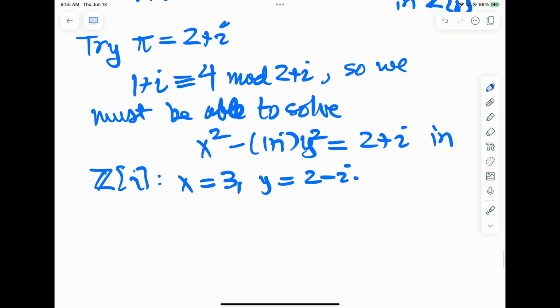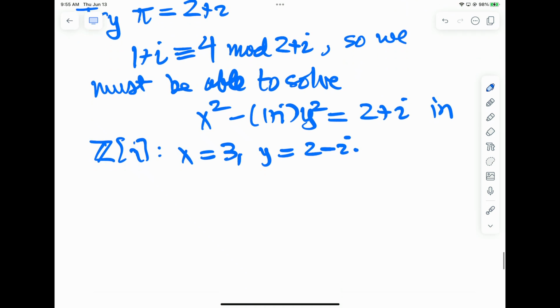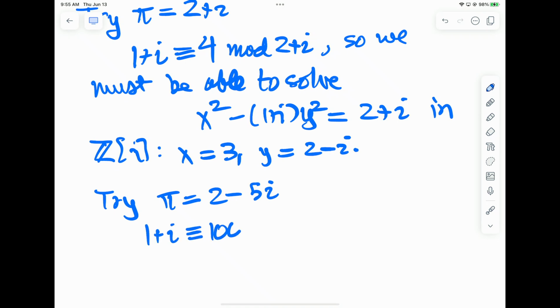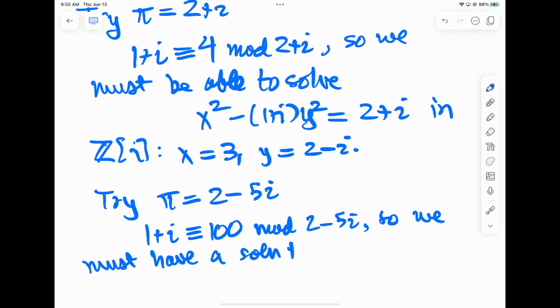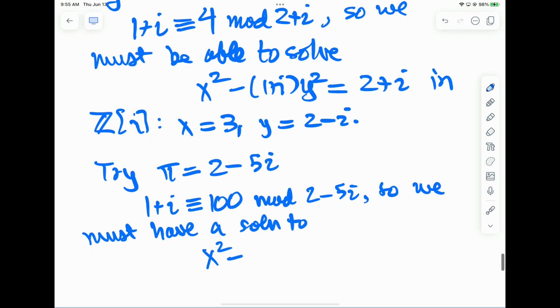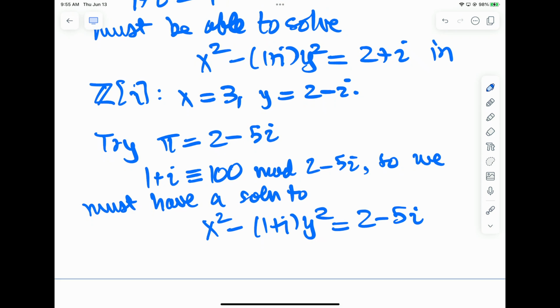All right? And I'll do one more example, and then that'll be it. If we take the prime 2 minus 5i, it turns out 1 plus i is a square. 1 plus i is congruent to 100 mod 2 minus 5i. So we must have a solution to the equation x squared minus (1 plus i) y squared equals 2 minus 5i. So we're kind of solving generalized Pell equations in the Gaussian integers by reducing it to a square condition mod a prime in Z[i].